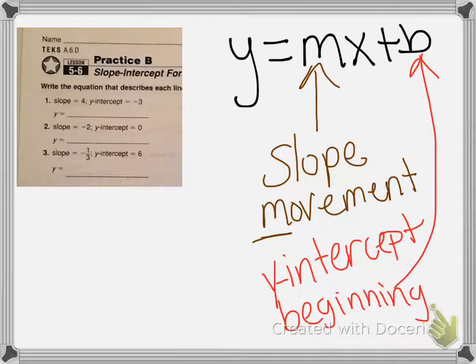All right? So, if we are asked to write the equation that describes each line, slope equals 4, and the y-intercept is -3. You literally take these numbers and plug them into the equation, and you're done. That's all it's asking you to do. Slope-intercept form. If you're given slope and you're given the y-intercept, plug it in and move on. So, I have y equals 4x minus 3. That's all you do.